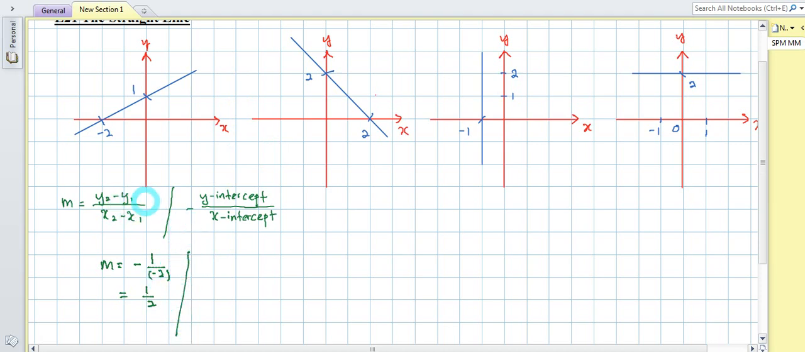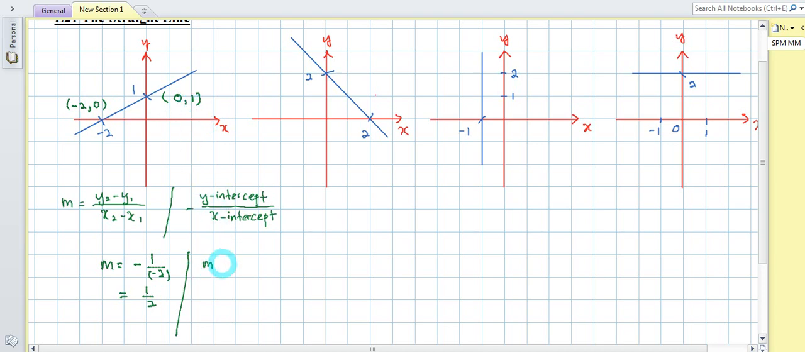If you don't want to use this formula, we can use another formula. This one, y2 minus y1 divided by x2 minus x1. If you use this formula, we need a full coordinate. So what is the coordinate for this point? On y-axis, x is equal to 0, so 0, 1. How about this one? On x-axis, y is equal to 0. Okay, now we have the coordinates. Which one is y2? Which one is y1? This doesn't matter. You can take this one minus this one, or this one minus this one. You will still get the same answer.